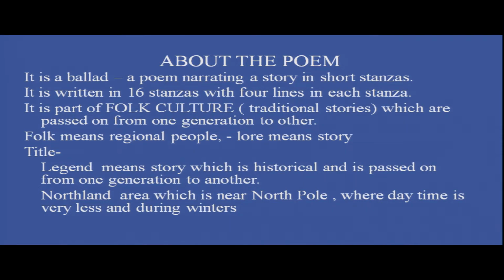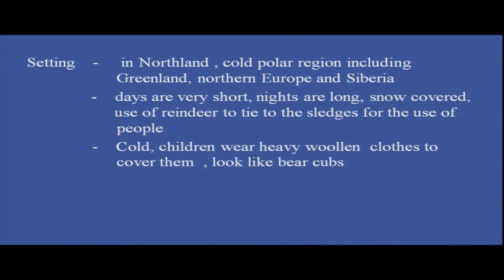Now, the title also has the mention of the name Northland. Northland area, which is near North Pole, where daytime is very less during winters, right? And it is found that it is quite cold during the winters. Now, we have to see the setting. It is in Northland, which is a cold polar region, including Greenland, Northern Europe and Siberia. The days are very short, nights are long, snow covered, use of reindeer tied to the sledges for the use of the people. Means that here, you will find a typical setting in the entire poem.